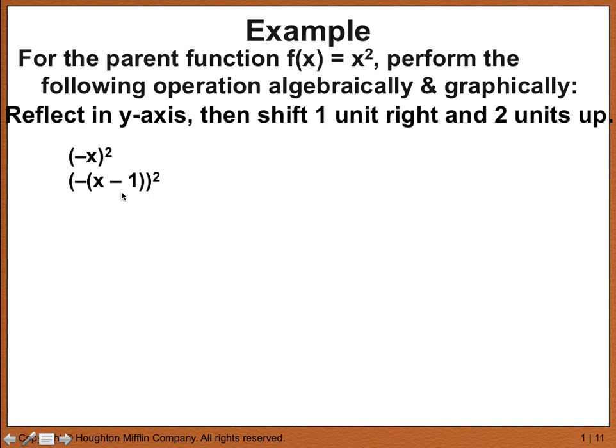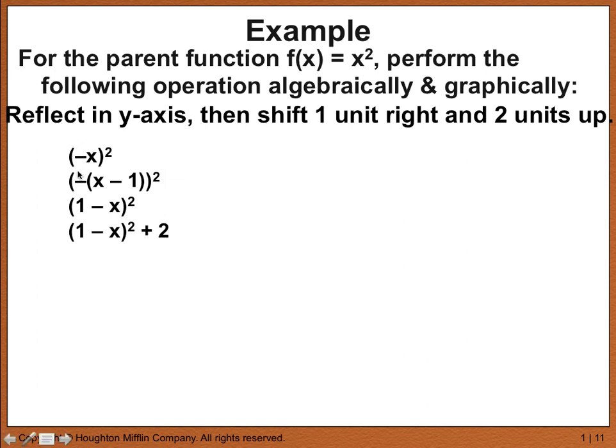That's something important to remember. Keep that in mind in cases where you're doing the shift after the reflection. Okay, so that takes into account the shift of 1 unit right. And then finally, 2 units up is going to be that simplified 1 minus x squared plus 2.